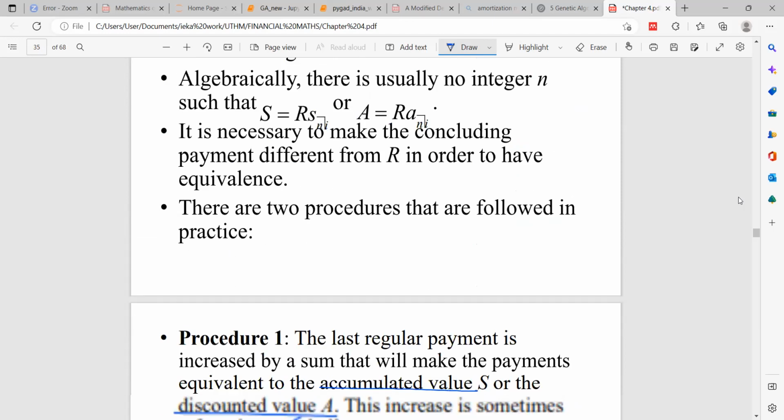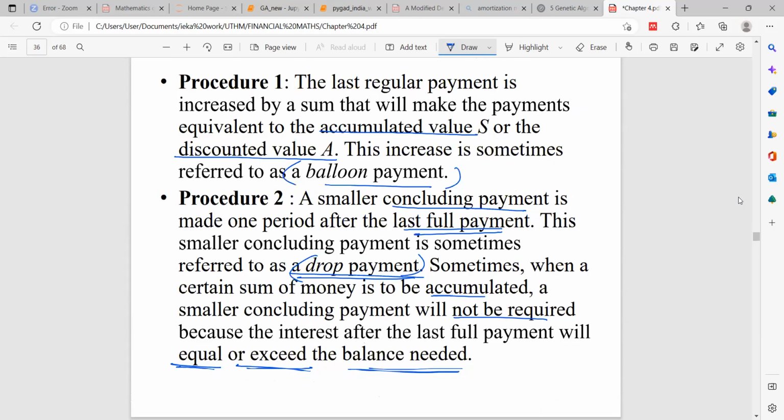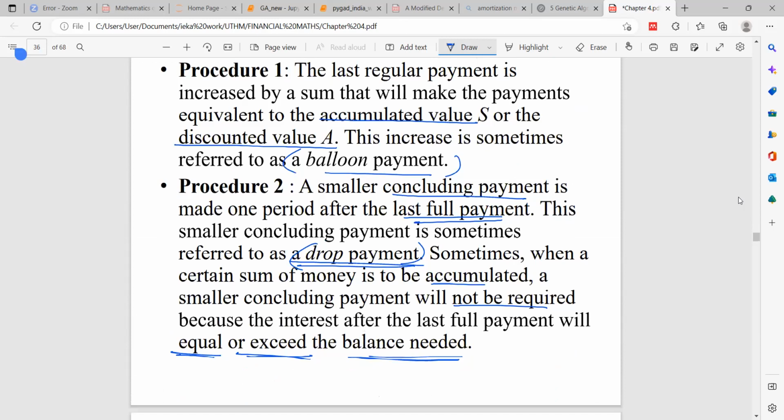So we have two procedures. The first one is balloon payment and the second one is drop payment. Apa bezanya? Untuk prosedur yang pertama, selalunya the last regular payment is increased by a sum that will make the payment equivalent to the accumulated value S or the discounted value A. Ini maksudnya last payment tu lebih daripada regular payment yang dibuat. Ataupun prosedur yang kedua dipanggil sebagai drop payment. A smaller concluding payment is made one period after the last full payment.